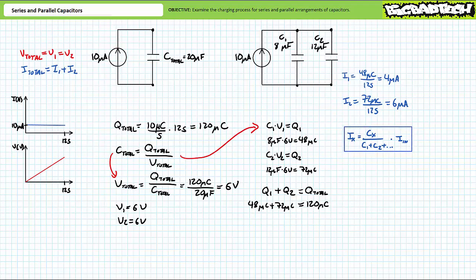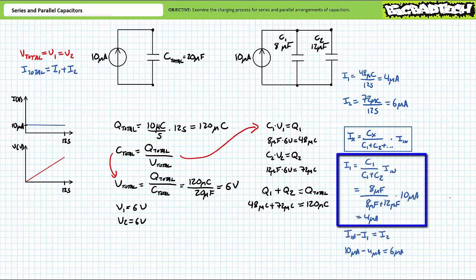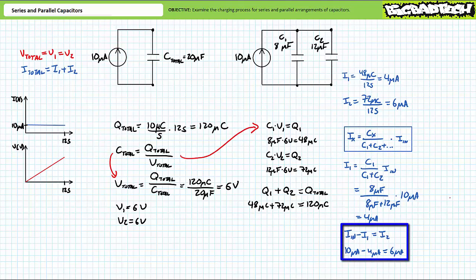Let's use this formula to directly solve for current through the known capacitors without having to calculate individual and total charges as previously. Substituting our given values for C1 and C2 and total current, we arrive at 4 microamperes for I1. The application of Kirchhoff's current law demonstrates that I2 is the remaining 10 minus 4, or 6 microamperes. This relationship works for this simple circuit employing a constant current source, as well as our original more complicated transient analysis of the charge process.